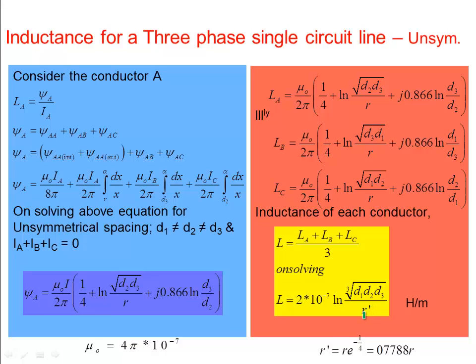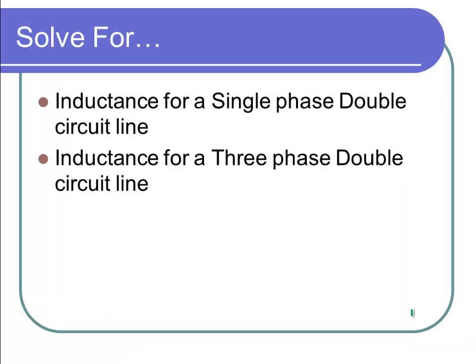So now if you compare all three derived inductance equations, we have 2 into 10 to the power minus 7 ln GMD by GMR. That means in the earlier equation it's simply d by r, and only for the unsymmetrical case it's the cube root of the distances among the conductors by r dash. In the same way, please try the inductance calculation for a single phase double circuit as well as for a three phase double circuit line.